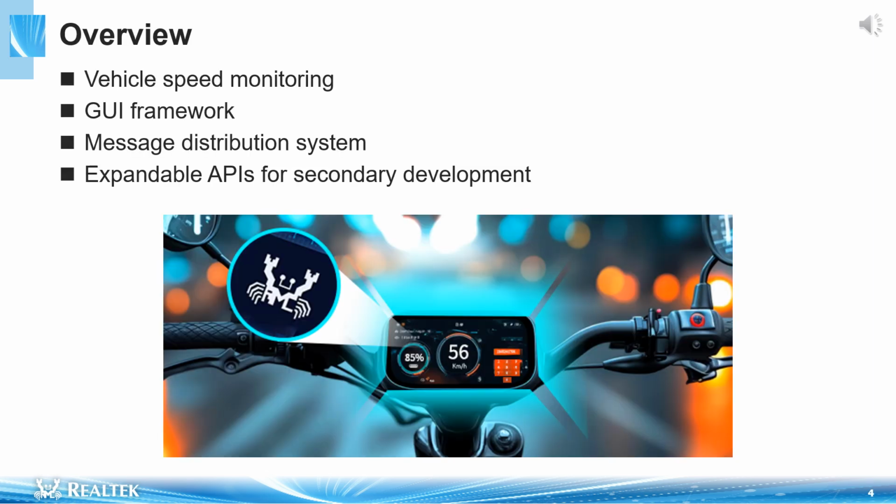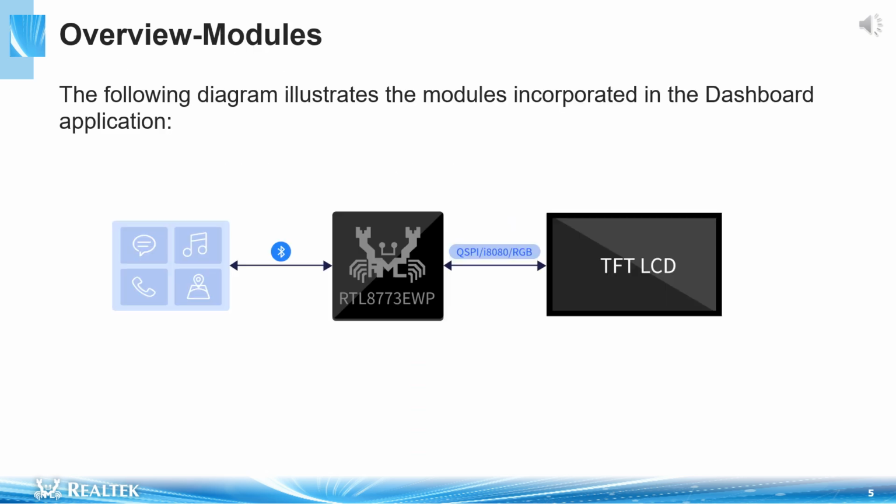First, let's get an overview of the SDK. Our dashboard solution includes real-time speed display, a complete GUI framework, and a messaging system, along with rich APIs to accelerate prototyping and customization. The hardware core uses high-performance SoC like RTL8773 EWP, which connects to smartphones via Bluetooth, synchronizing data such as speed, navigation, and music playback status to the display for seamless integration.